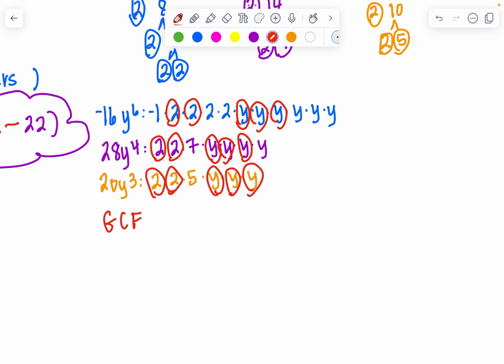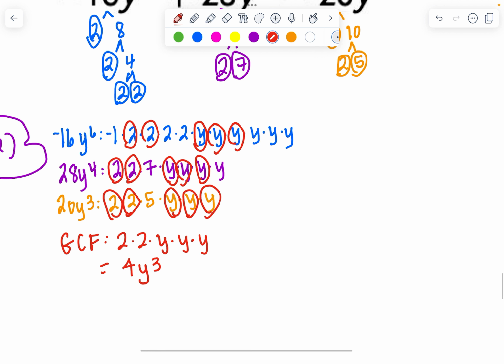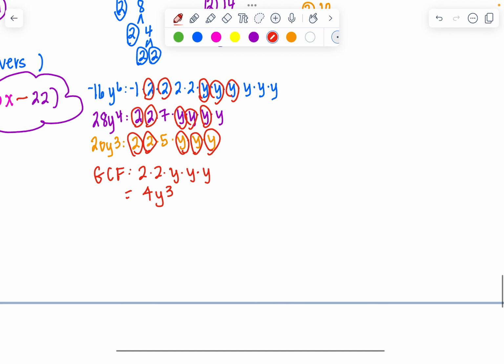So our GCF, 2 times 2 times y times y times y, gives me a GCF of 4y to the 3rd. So now everything that's not circled goes on the inside. So we have our 4y to the third on the outside.